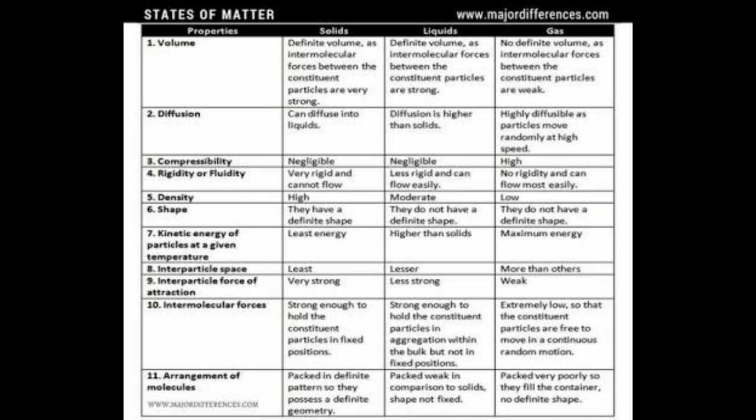We know that the definition of solid is the substance which has definite shape and definite volume. Obviously it has definite mass also. That substance is known as solid state. It means the substance is present in the solid state. So according to this definition, we can say that solids have definite volume.